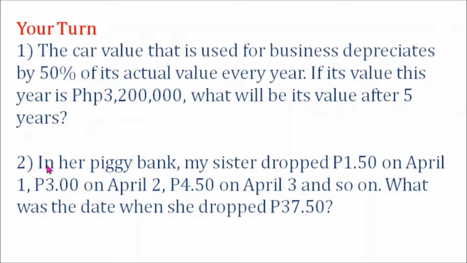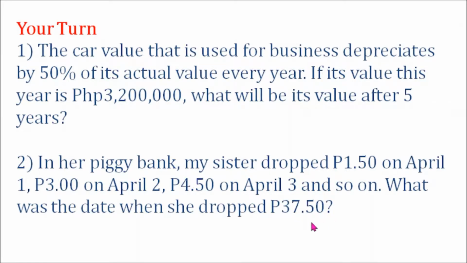Number 2, in her piggy bank, my sister dropped 1 peso and 50 centavos on April 1, 3 pesos on April 2, 4 pesos and 50 centavos on April 3, and so on. What was the date when she dropped 37 pesos and 50 centavos?